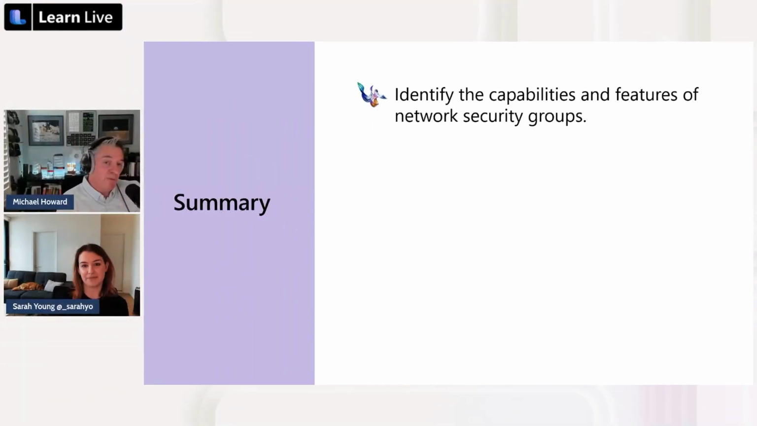This is kind of what the learning path says. You will identify the capabilities and features of network security groups. That is absolutely true, but by the same token, I would experiment with NSGs. It is one of the most fundamental defenses that we have in Azure. Again, you can apply these things at a NIC, like a virtual NIC on a VM, or you can apply it at a subnet. Either works. The recommendation is subnets.